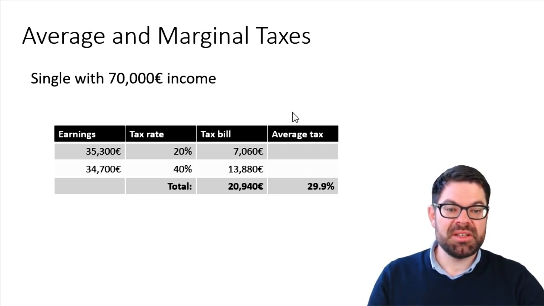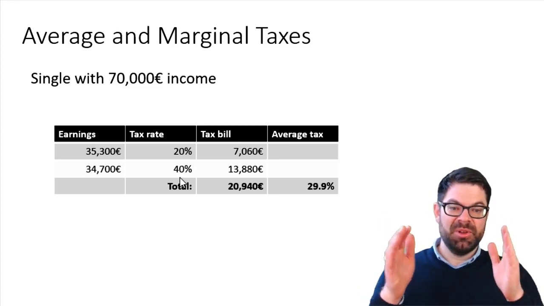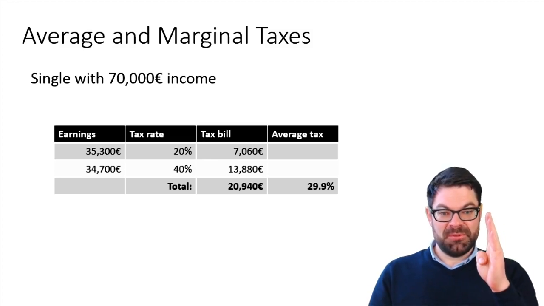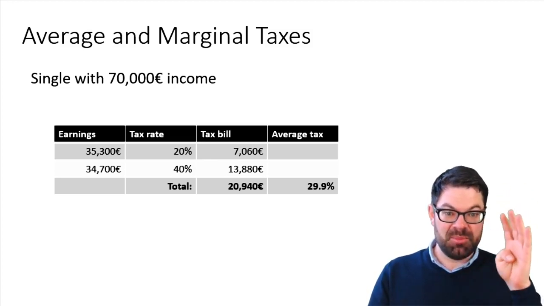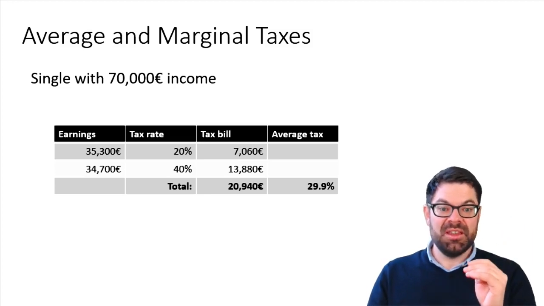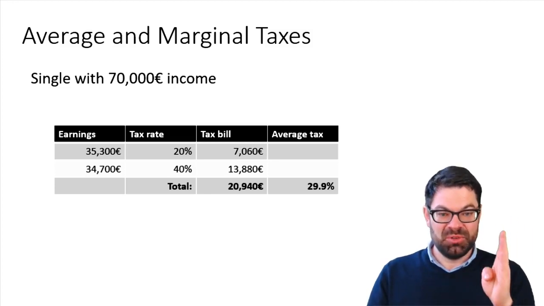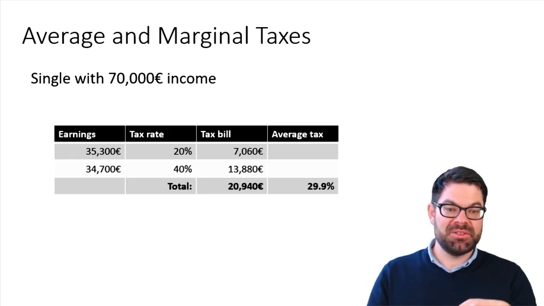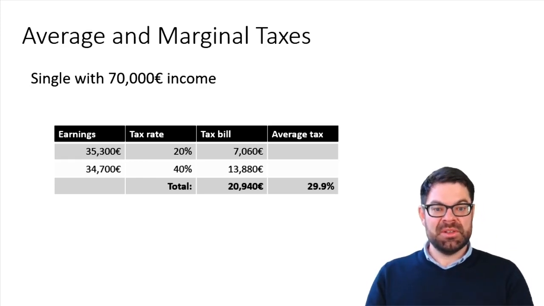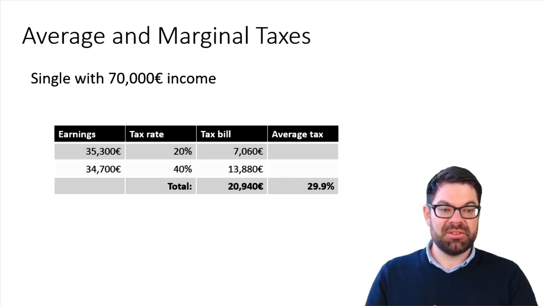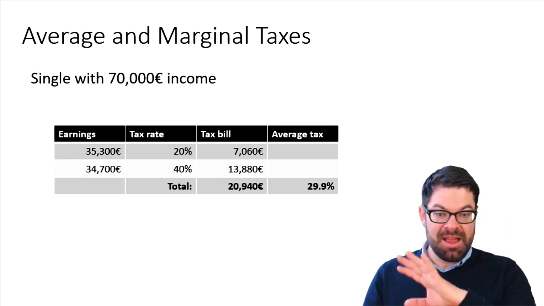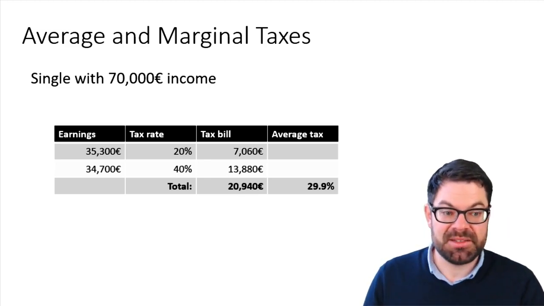So the marginal tax rate for that person is 40%, right? Because their income already is in the higher bracket. So if it went beyond 70,000, every additional euro would be taxed at 40%. And by the way, that's just the income tax. The marginal total tax in Ireland is actually higher because you also have PRSI and USC that you would have to pay. And if you're in the public sector, there's also the so-called pension levy. Right? But this is now just for the income tax.